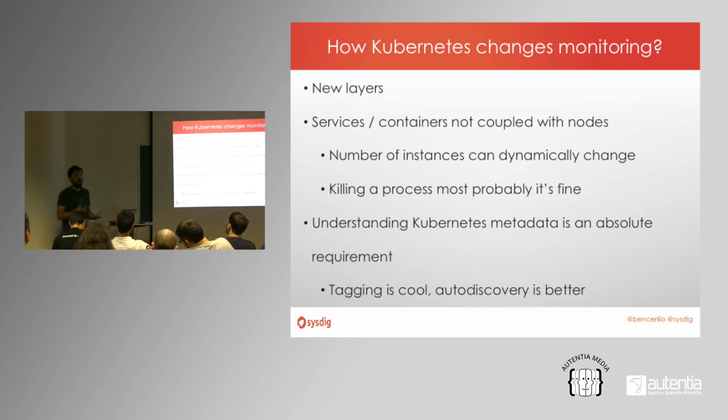We need to understand what Kubernetes is thinking about, what's the situation. We need to know how many pods Kubernetes is running, how many pods Kubernetes wants to have running, because those are different metrics. And tagging everything is very cool, but actually if we can do some things like auto-discovery, it's way better, because obviously if we need to configure things, we will forget.